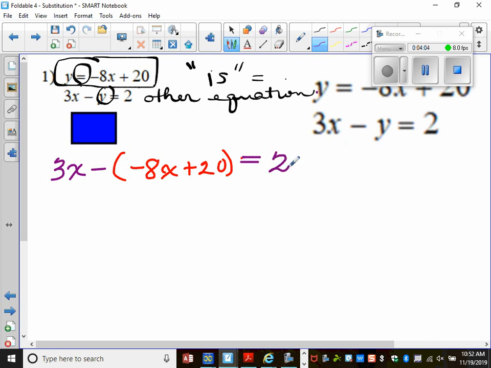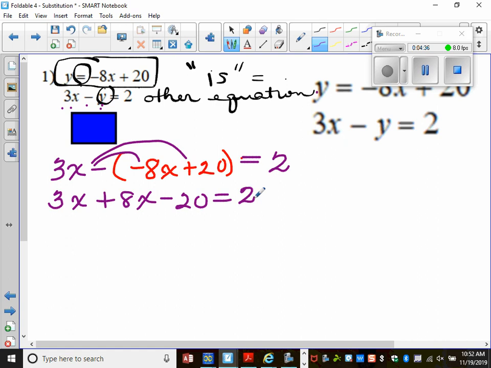So I didn't say 3x minus y. I replaced the y with the negative 8x plus 20. And that's step 1 and step 2. Step 2, finish just solving, because everyone knows how to solve an equation, so we just go ahead and solve it. 3x plus 8x, because a negative times a negative is a positive. And be very careful with this one: a negative times a positive is a negative 20, equals 2. So I'll combine my x's together. I get 11x. Add 20.